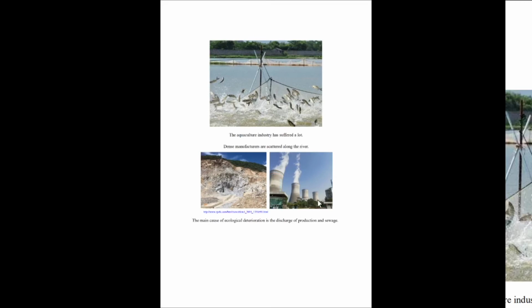Dense metal factories are scattered along the river with rubbish. It has greatly damaged the natural features and the ecological environment of Wenruitang River and Sanyang Wetland. The main cause of the pollution is the discharge of industrial and domestic sewage, resulting in serious water pollution.